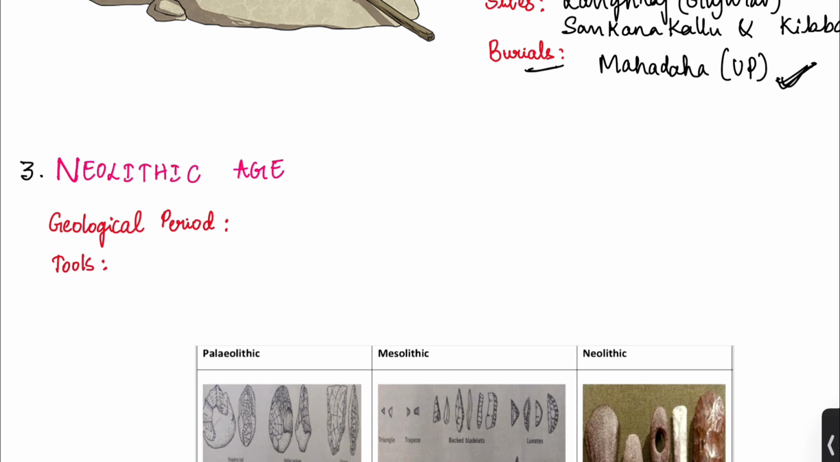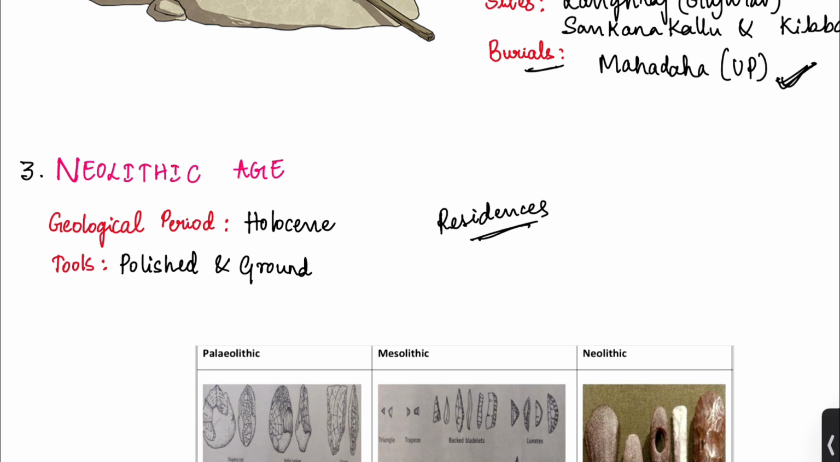The geological period is called as Holocene, and the tools were polished and grounded. And they also started agriculture and building permanent residences were also started in this period.